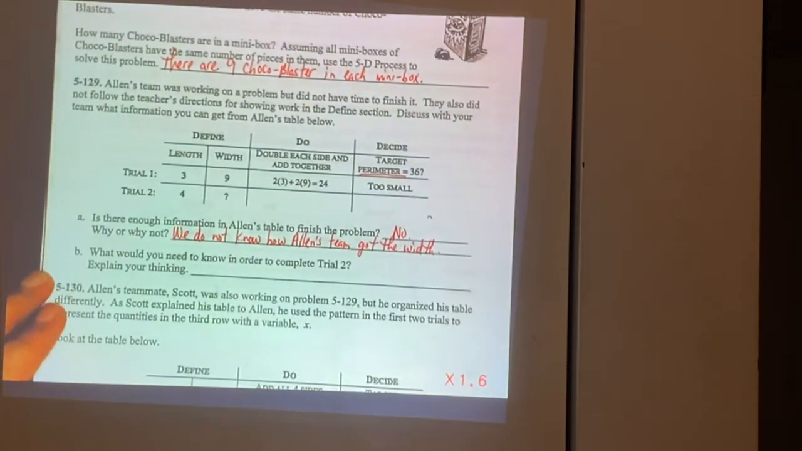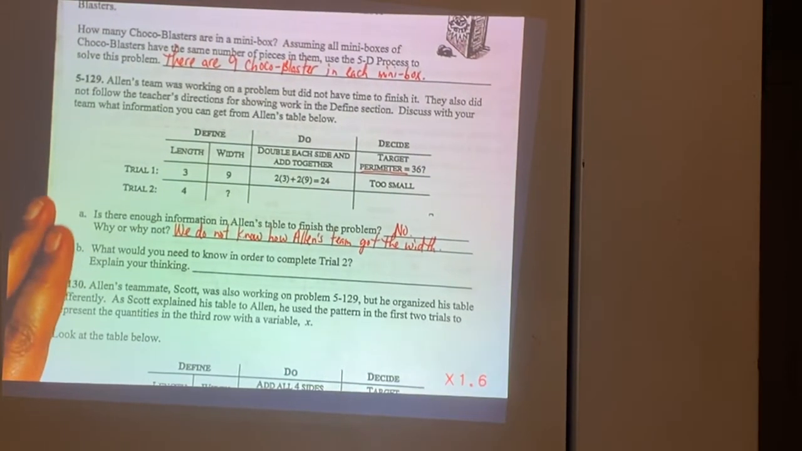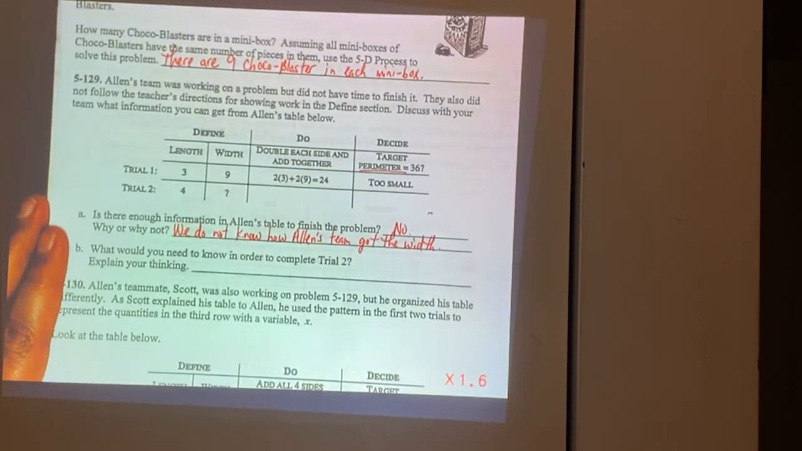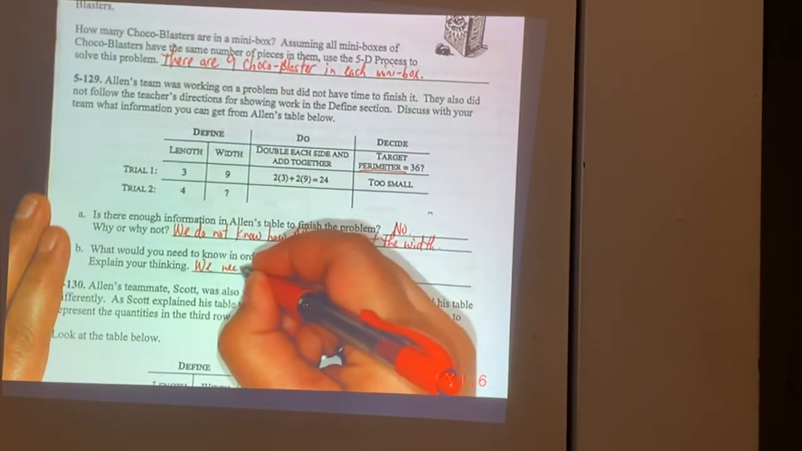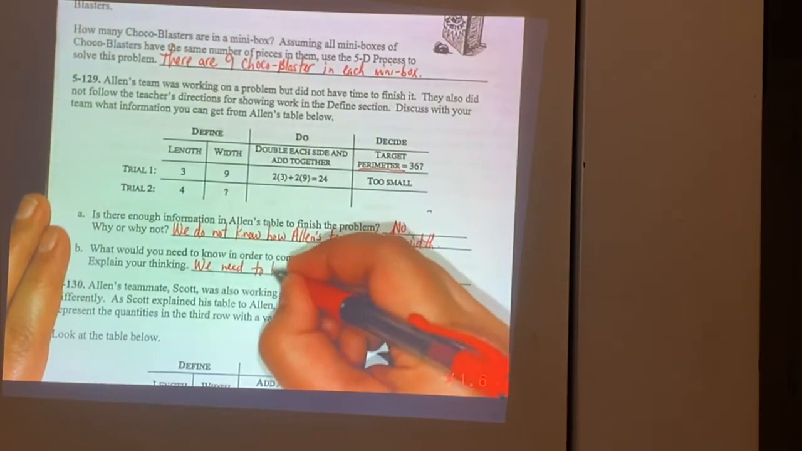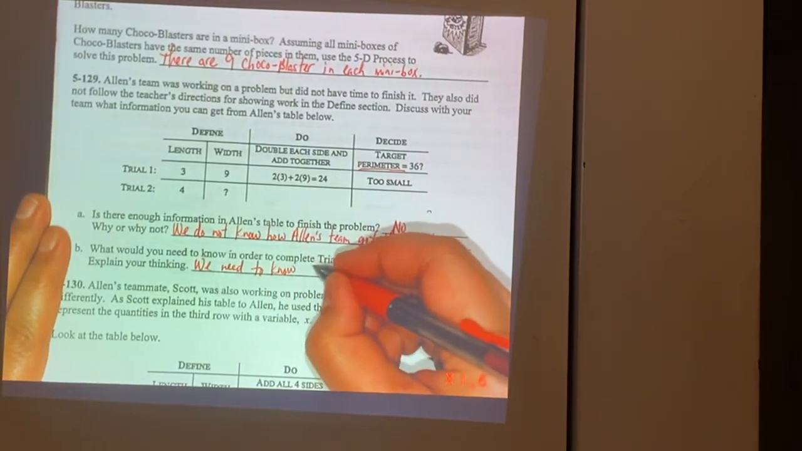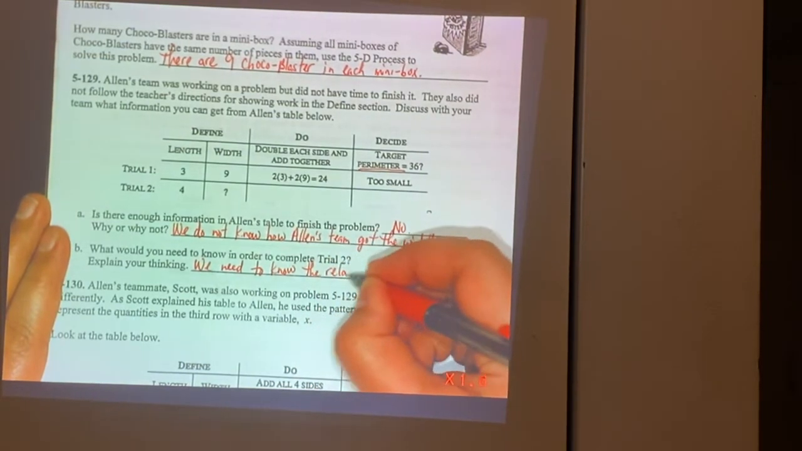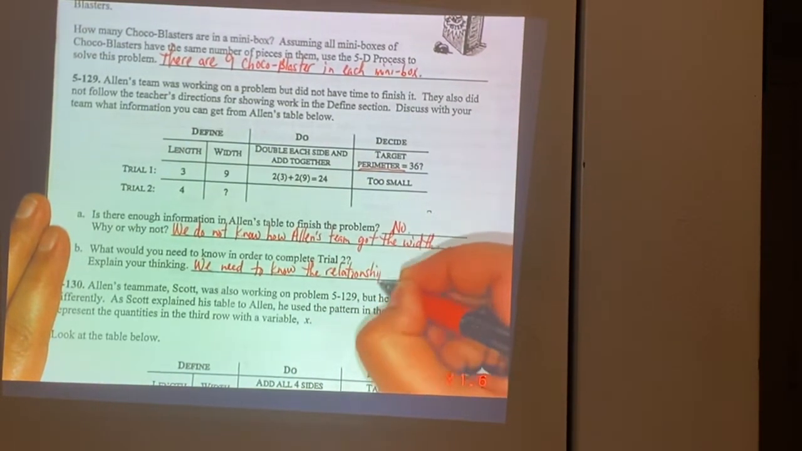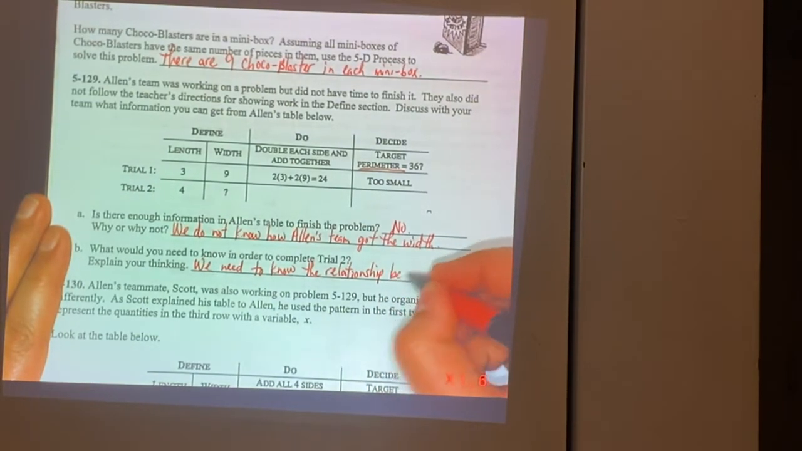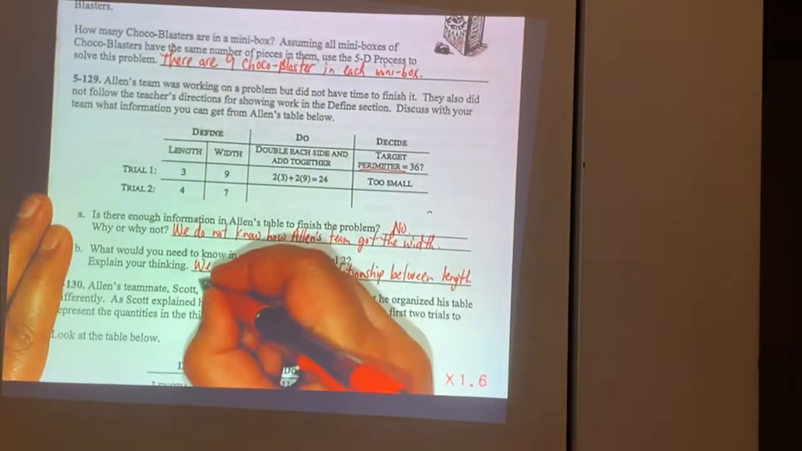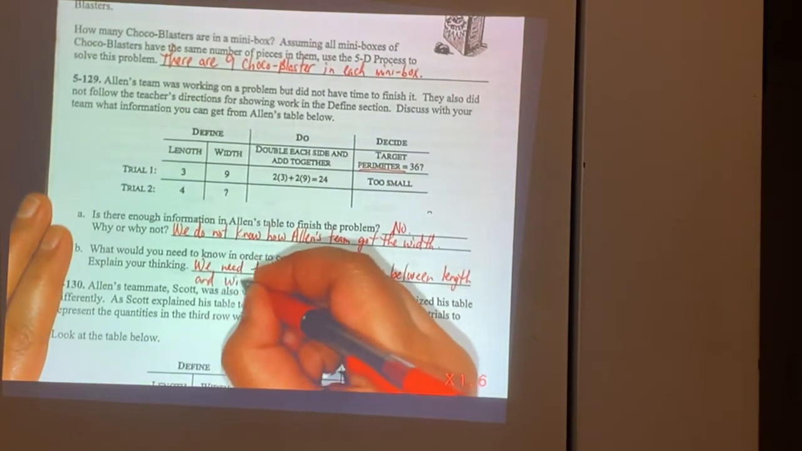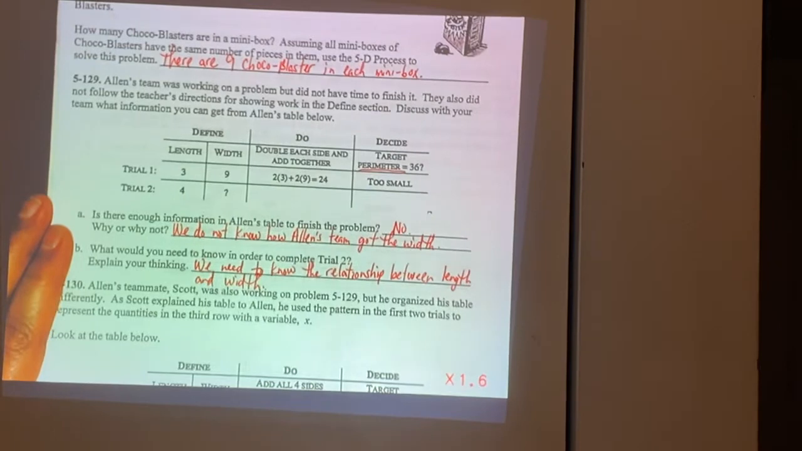What would you need to know in order to complete trial 2? We need to know the relationship between length and width. Question 130.